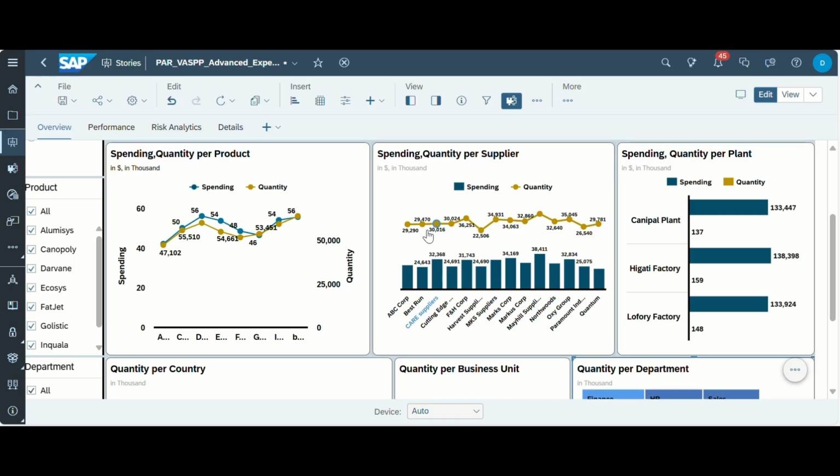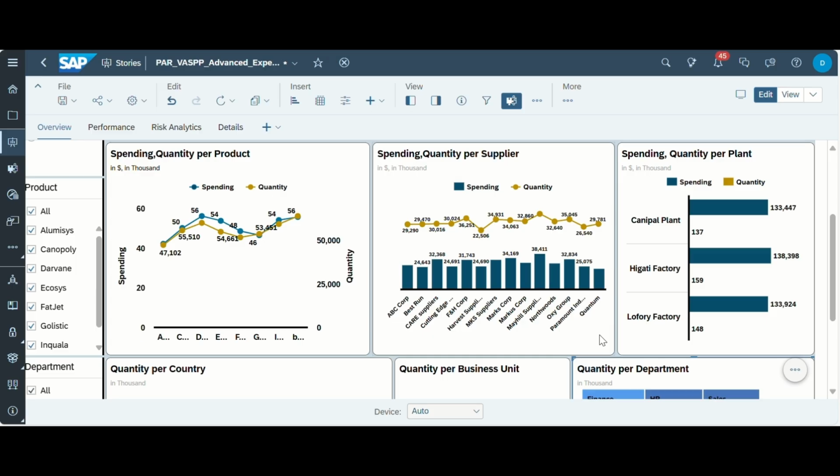Next, we have spending and quantity per supplier, visualized through a combined bar and line chart. This view helps you understand where most of your money is going and how much you're buying from each supplier. It's especially useful for identifying over-reliance on certain vendors or opportunities to consolidate suppliers and improve terms.